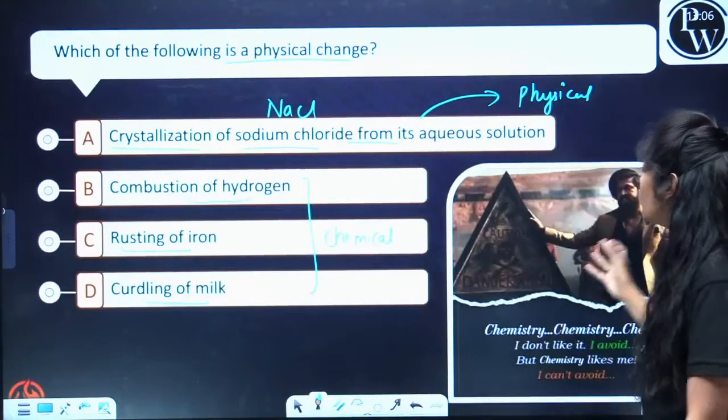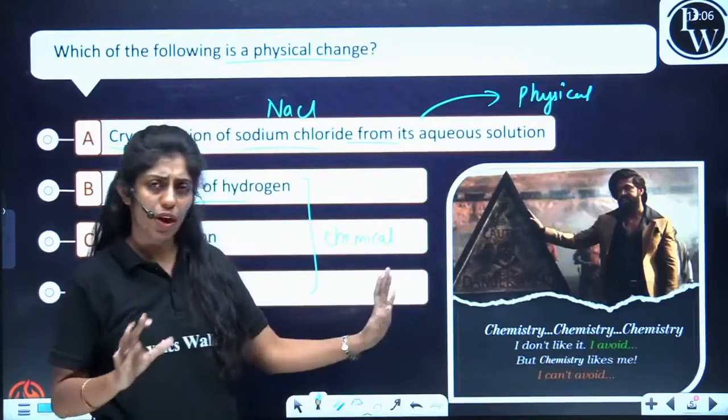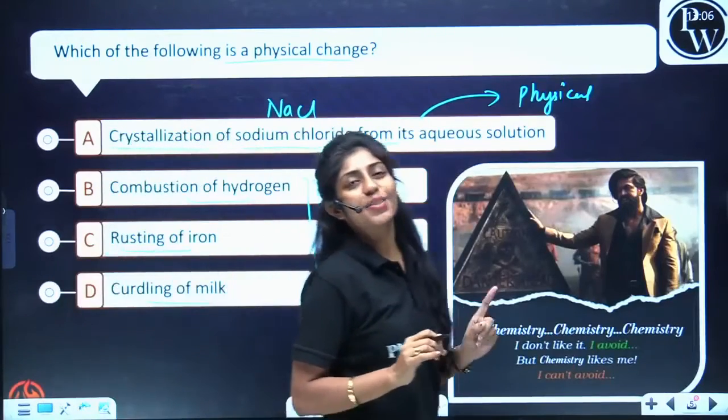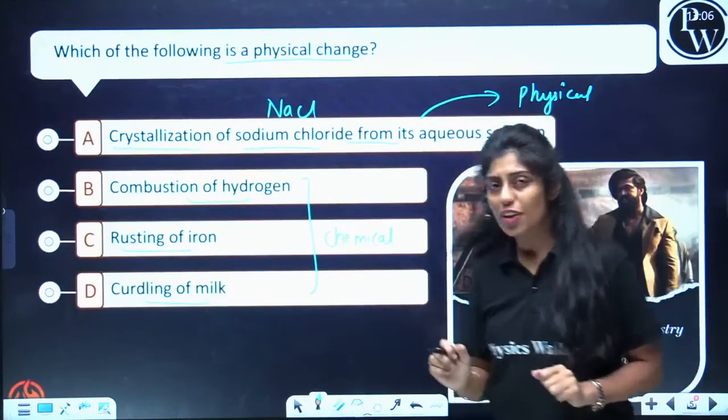Great. So here you can also see chemistry. I don't like it. I avoid. But chemistry likes me. I cannot avoid. So this is something just to cheer you up.